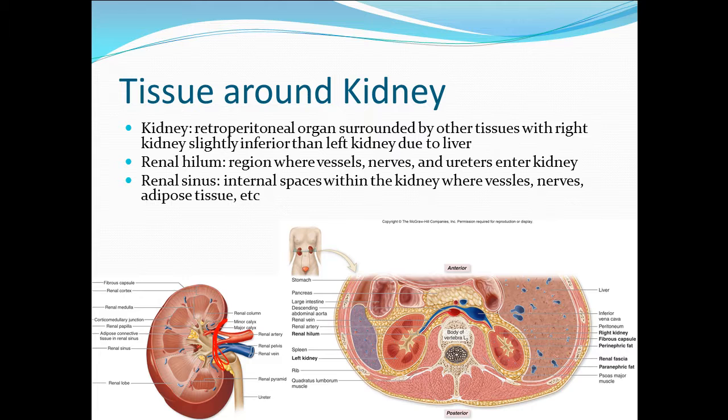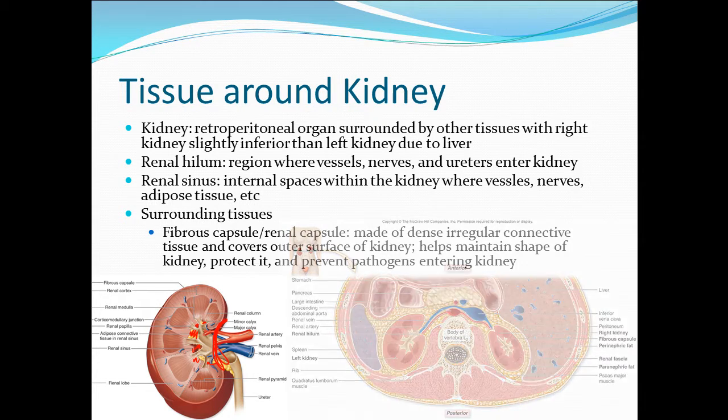The renal sinuses are these spaces where you see the blood vessels, nerves, and adipose tissue located. Those are the renal sinuses. So when you look at the models themselves, the spaces you see in between the major calyxes and such are going to be the renal sinuses.